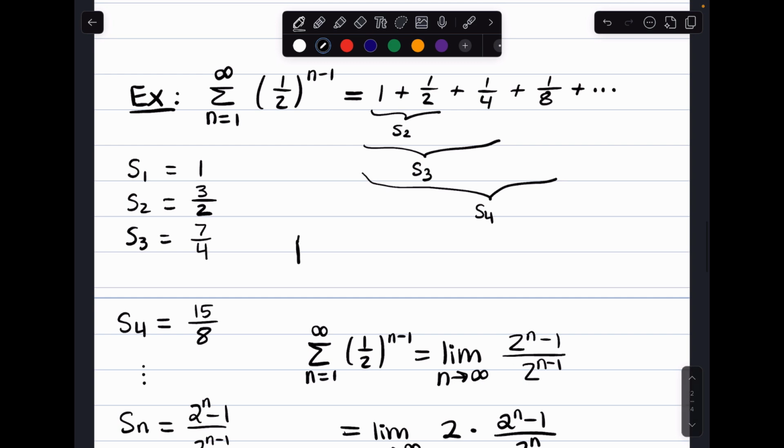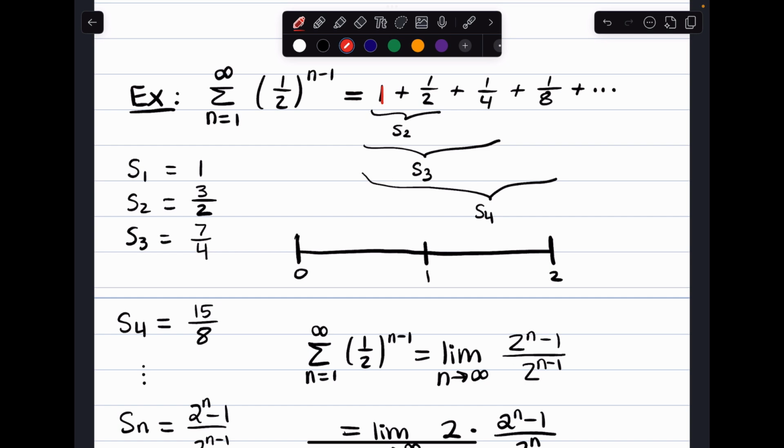If we sketch out a number line real quick and try to kind of fill in what's happening with this sum, the first thing that I'm adding is 1. So let's say this is 0, 1, and then 2.